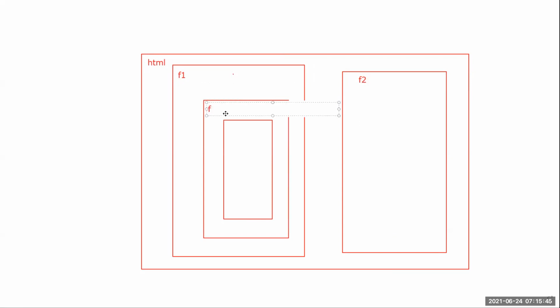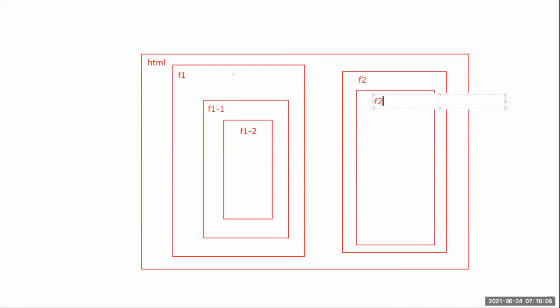This is F11. This is F12. And here also, if we draw another frame, this will become F21. Okay. So let us assume that the page is like this.